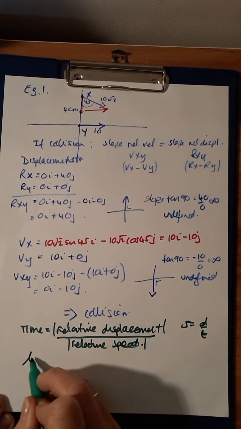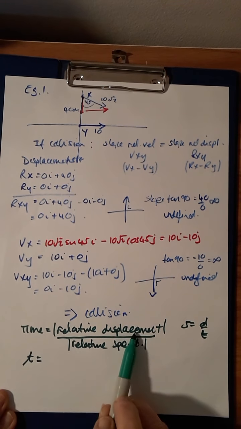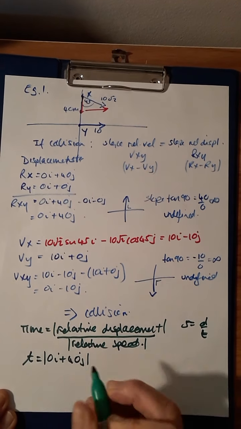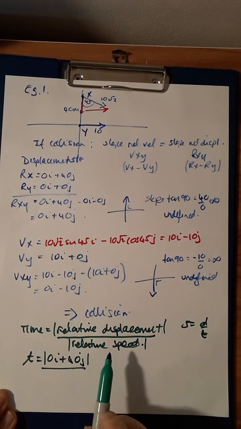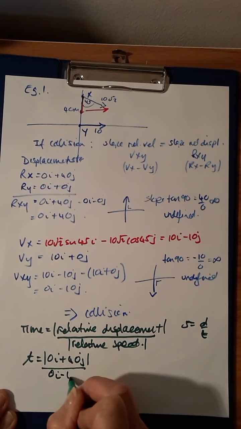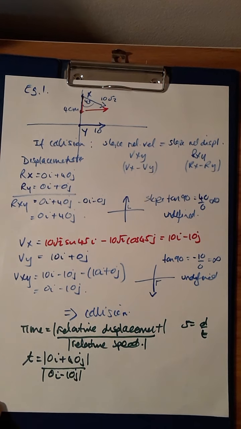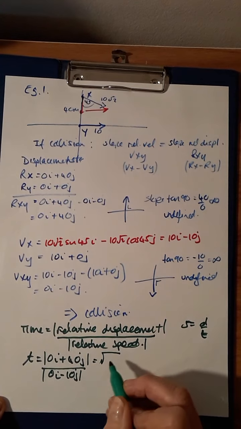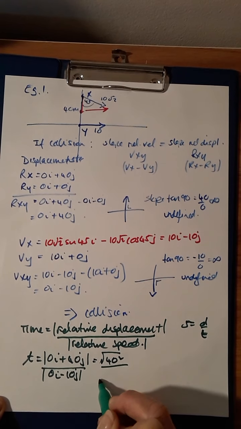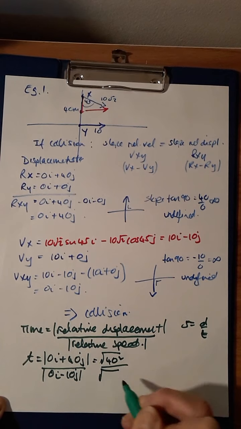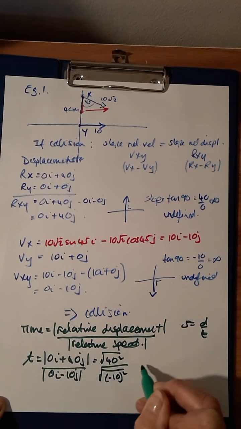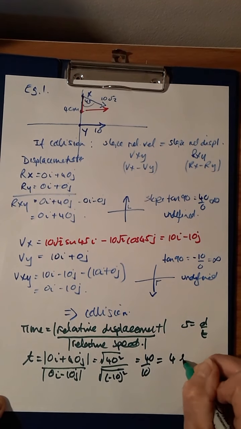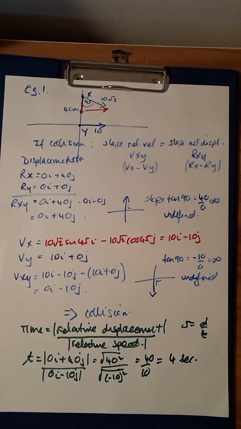Okay, so what's the time? The time is equal to, I know what the relative displacement is. It's 0i plus 40j. I'm going to get the modulus of that and divide it by the relative velocity, which of course is 0i minus 10j. And get the modulus of that. So to get the modulus, remember it's the square root of the i coefficient squared plus the j coefficient squared, which is 40 squared. And this one would be the coefficient of the minus 10 squared. And of course when you do that you just get 40 over 10. So in 4 seconds, that's when the collision will happen.